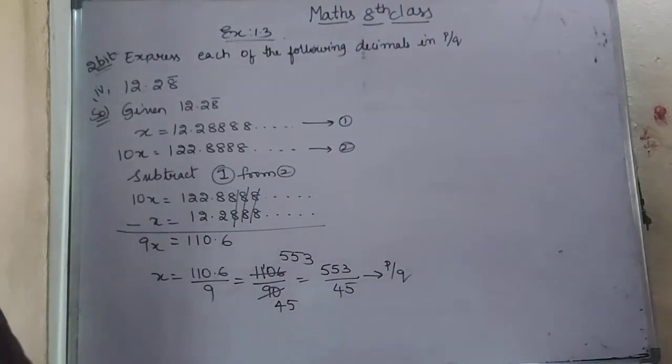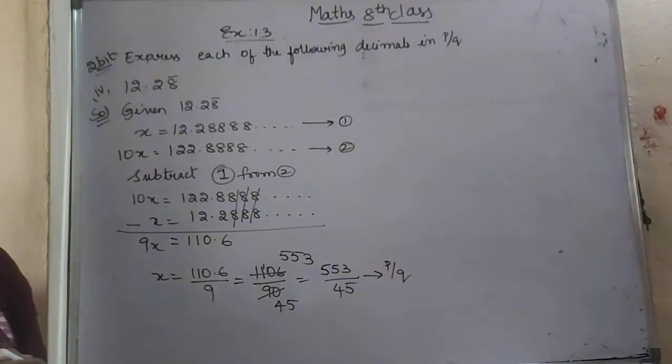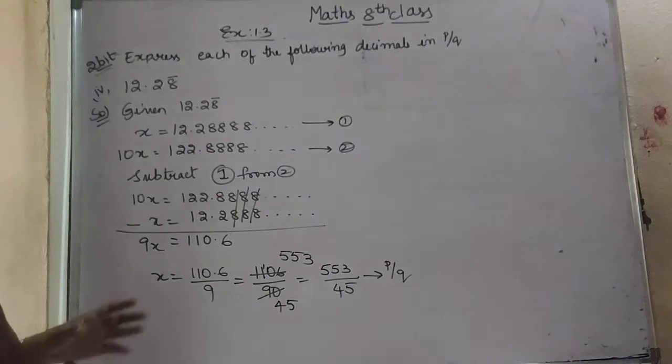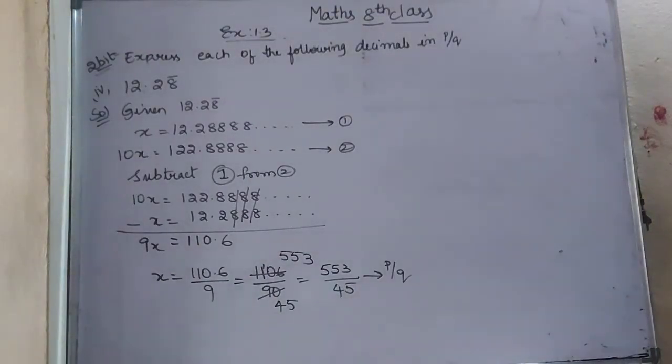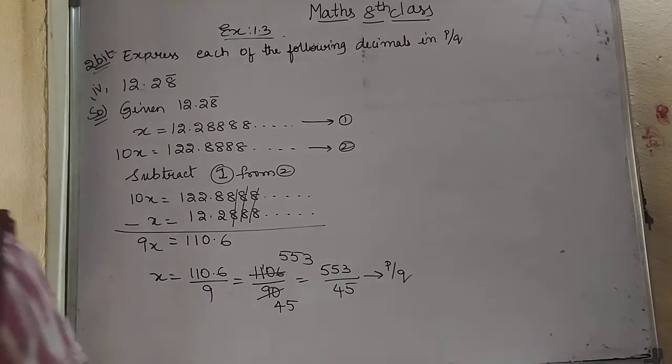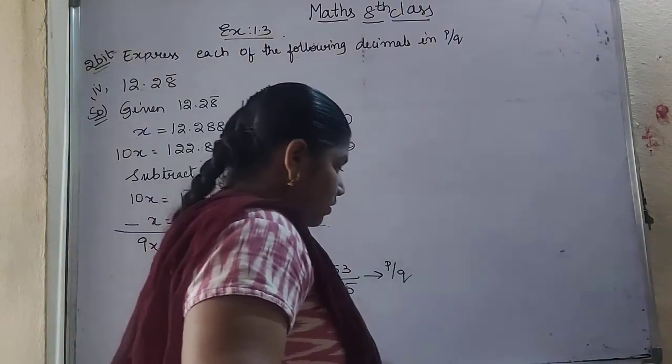Okay, so this is how you will convert non-terminating repeating decimals into p by q form. Next is the third bit.